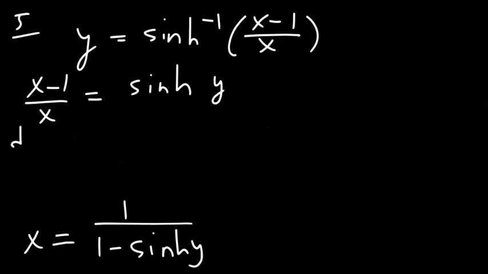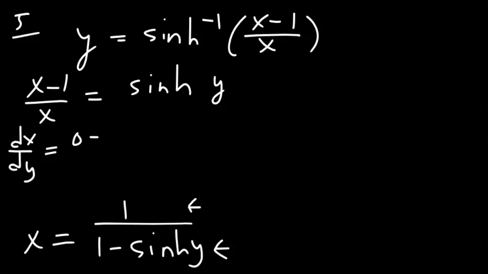So first let's try to differentiate x in terms of y using this result. We shall use the quotient rule. Differentiating the top first, you get 0, and then minus. Now let's differentiate the bottom and multiply that with the top.